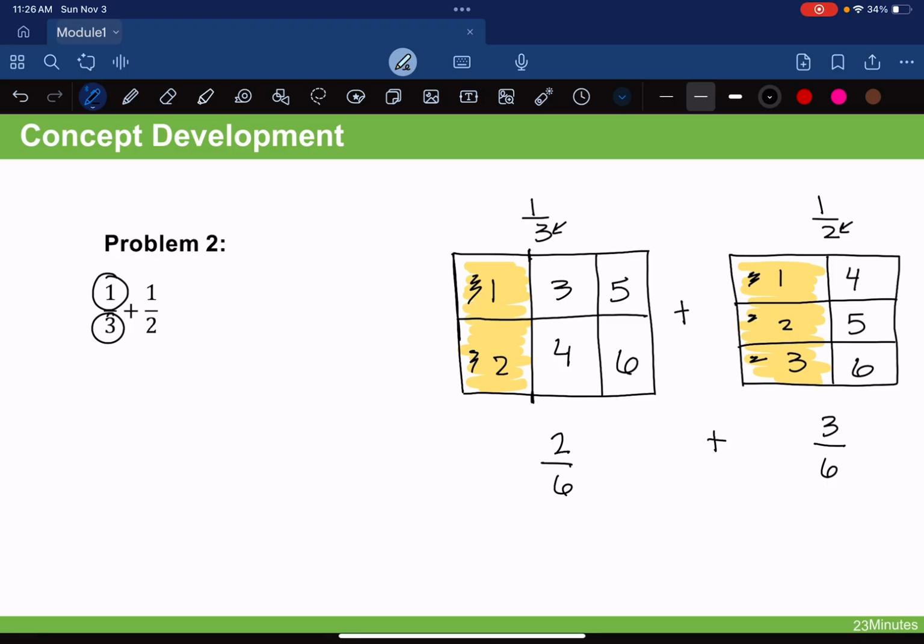Now that my denominators are both 6, they are the same, I can go ahead and add my fractions together. Remember, we do not add our denominators. We made them the same for a reason. If I could add them together, I would have done this and I wouldn't have had to worry about the models. So I keep my denominator, I take my numerators, 2 plus 3, add those together, and I get 5/6.